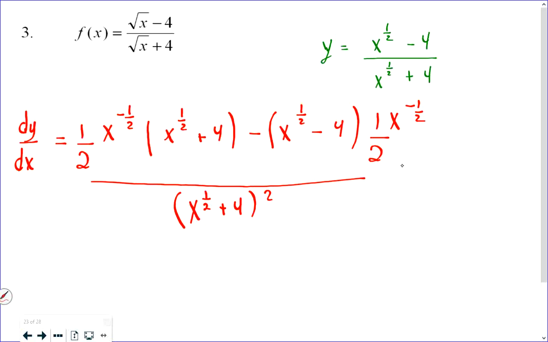So again, I'm always checking over my work, and you should be too. I don't mean you should be checking over my work. You should be checking over your own work, right? So derivative of the top is fine, times the bottom minus the top times the derivative of the bottom.